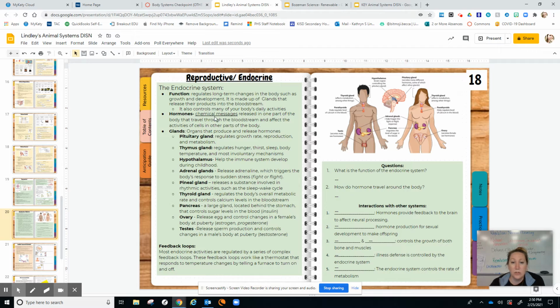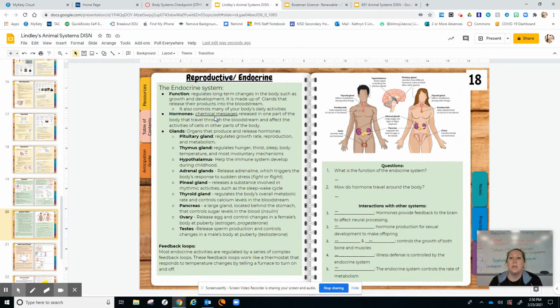So hormones are considered to be chemical messages. They are made inside glands and are released into the bloodstream to go wherever they need. There are many glands. The pituitary gland is in your brain. So it's kind of hard to point out. And it's going to regulate growth, reproduction, metabolism. The thymus is also in your brain. It regulates hunger, thirst, sleep, temperature, all kinds of stuff. Hypothalamus, also in the brain, helps with immune system.